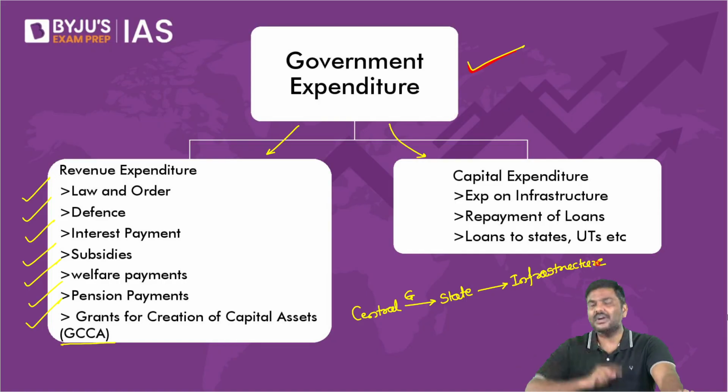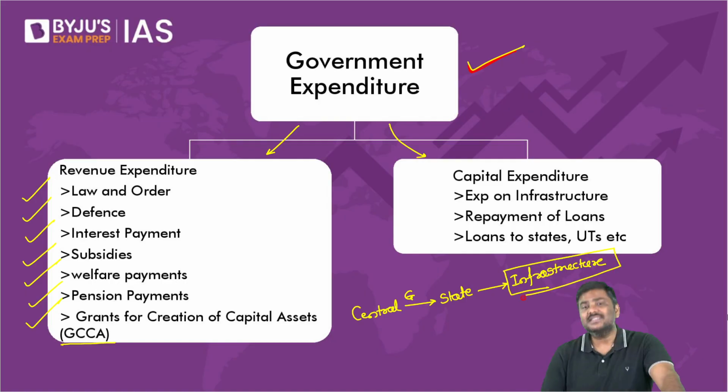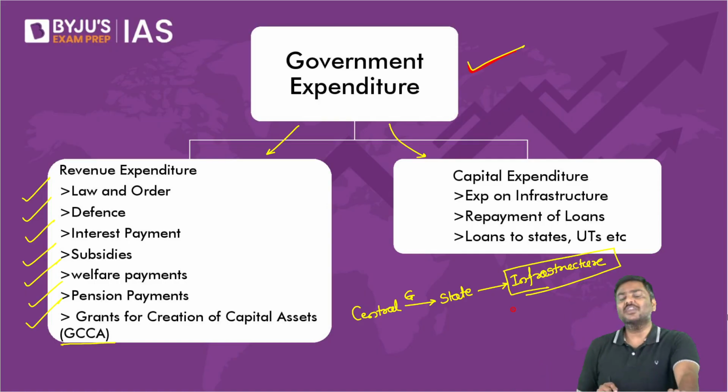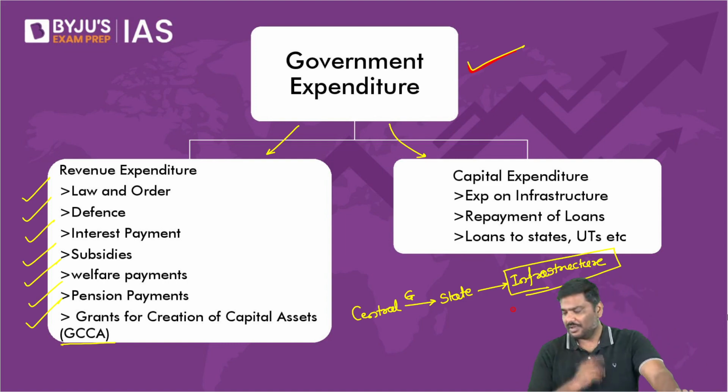So question number 1. This infrastructure, in this example, is it going to increase the assets of Government of India? How many of you are saying yes? Please tell me how. Because the answer is no.